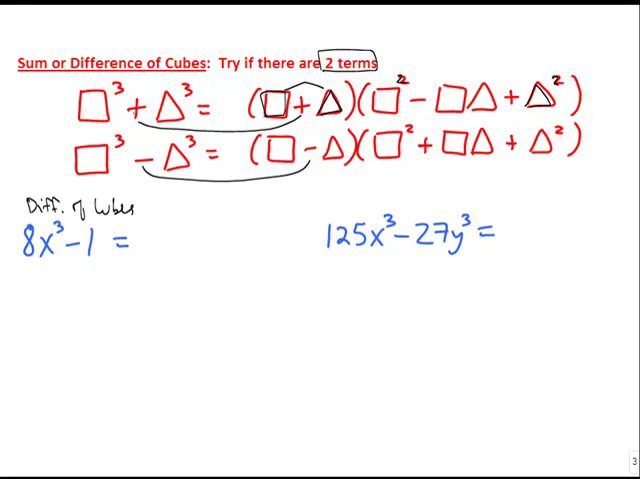So the way the formula is going to work is we're going to have two factors. The first factor has 2 terms. The second factor will have 3 terms. To fill this out, you're going to take the cube roots of the terms you see. So the cube root of 8x cubed is 2x. The cube root of 1 stays 1, and since this was minus in the original problem, that first factor will be minus.